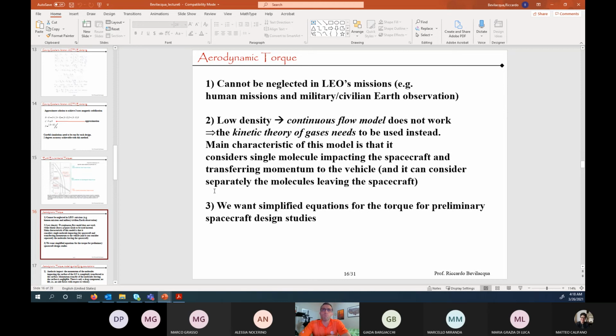And really, there's nothing behind the spacecraft, so we don't model wake or any sort of interaction that is not just things that come to the front of it. Basically, the particles impact the front, and then they can be reflected in different ways. So we want to find some equations that are usable.